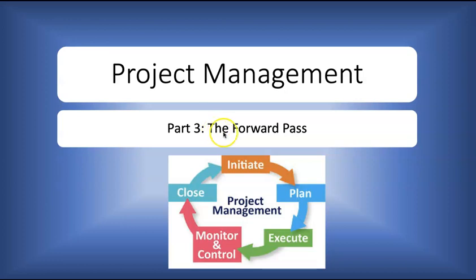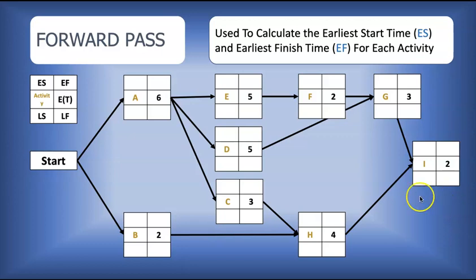So today we're looking at the forward pass. Let's jump in. For the forward pass, we have already done our network, and we're going to use the forward pass to calculate what we call the earliest start time and the earliest finish time for each activity. So this is basically what's the earliest possible time that we can start the activity, and what's the earliest possible time that we can finish the activity? And we're going to do that for each activity. If you notice the key, earliest start time at the top left, earliest finish time at the top right. So we're going to do that.